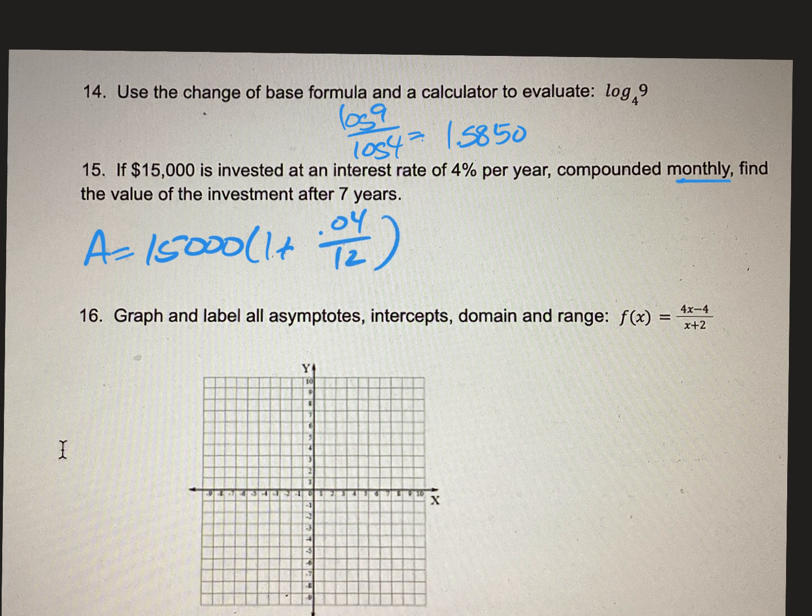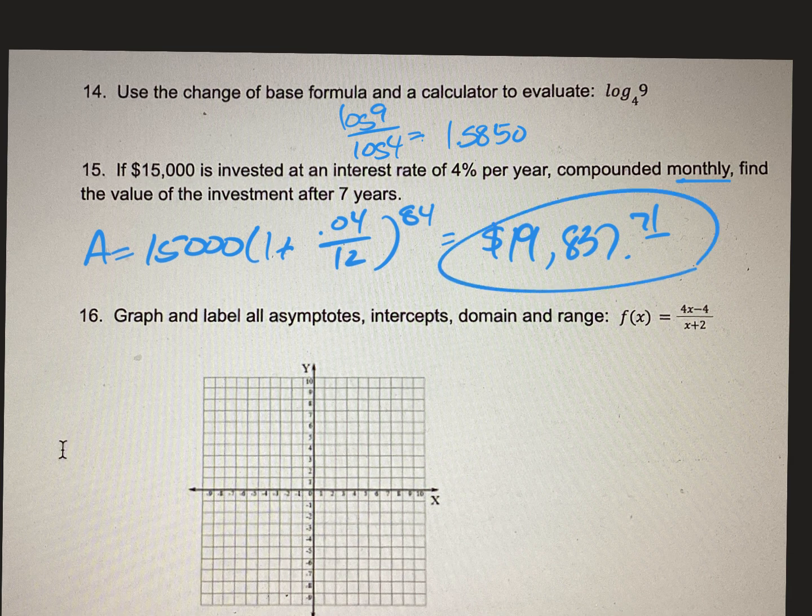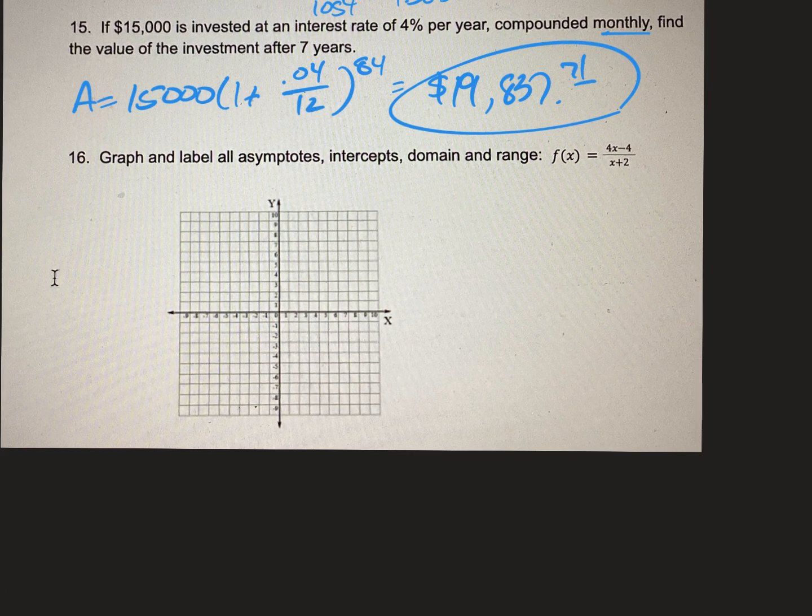And my exponent is going to be N times T, which is 12 times 7 here. 12 times 7 is 84. I'm going to punch that in and see what I get. It's about $19,837.71 for that one.